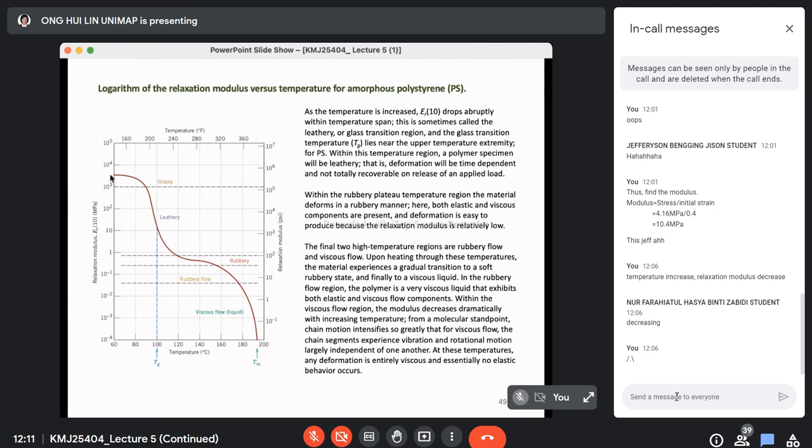It doesn't change, okay? Then slowly, when the temperature increases up to here, it starts to reach its Tg. You see, it has changed already. It starts to perform like a glassy state, and then slowly beyond the Tg, rubbery, and then it becomes liquid. So it drops until it has no modulus, not zero, negative, okay.